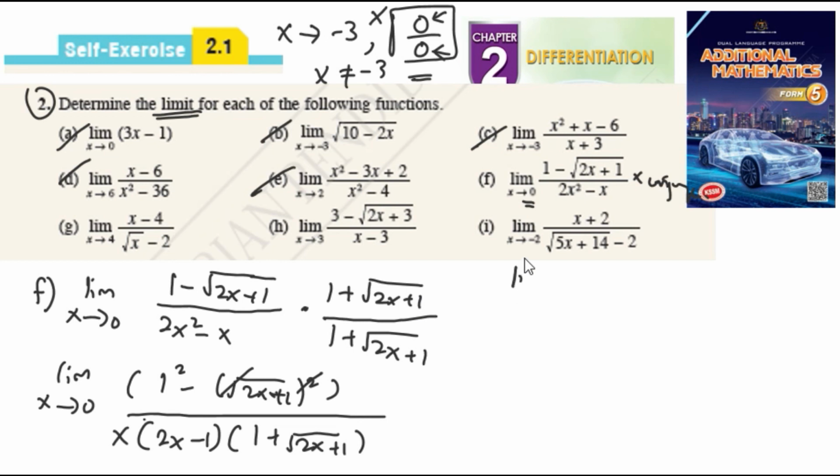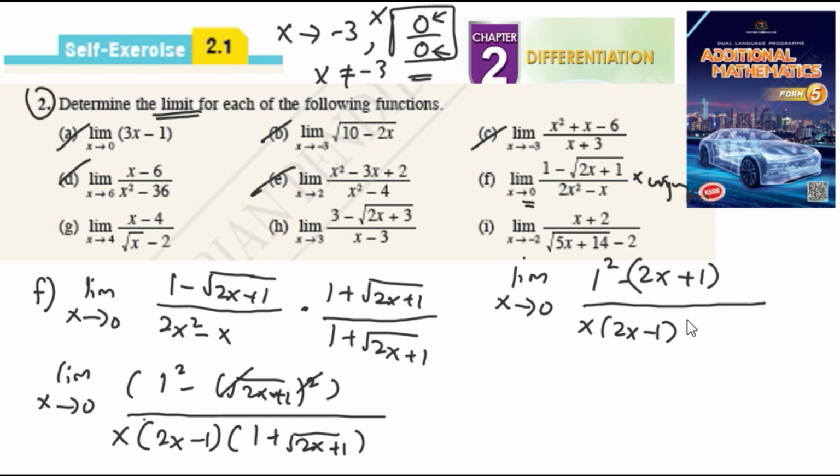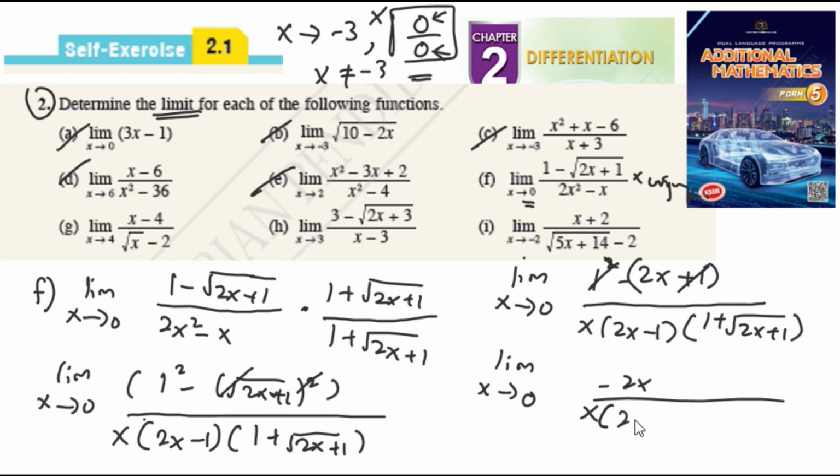Let me just write it because you cannot see. This one will be 1 squared minus (2x plus 1), and the denominator is x(2x minus 1)(1 plus the square root of 2x plus 1). So 1 squared is 1, and 1 minus 1 is 0, so you have negative 2x above. So you have negative 2x divided by x(2x minus 1)(1 plus the square root of 2x plus 1). Then you can cut x, and you can substitute the value.